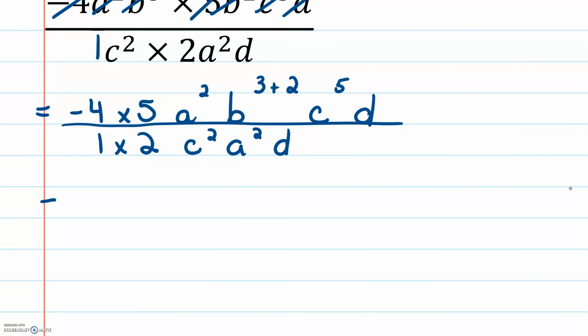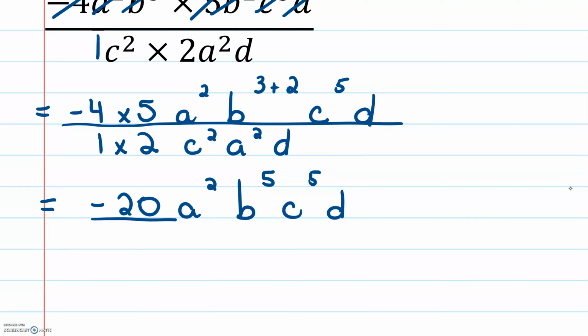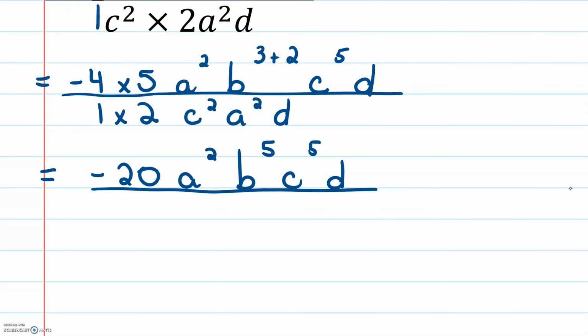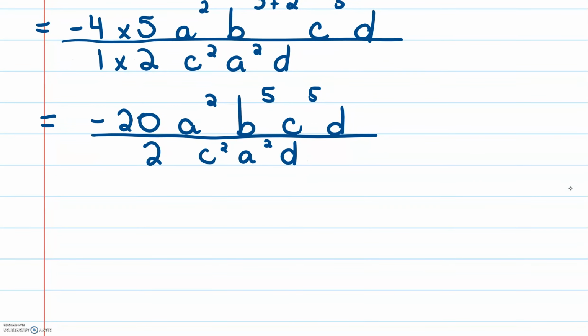So I'm just going to do the math at the top here. Negative 4 times 5 is negative 20. We have a to the power of 2, b to the power of 5, c to the power of 5, and then d. And then down here, we have 1 times 2, which is 2. And then, of course, we couldn't do anything with that, so we're going to write it this way. At this point now, there's really nothing you can do at the top, there's nothing you can do at the bottom, and so now you just have to make your next choice.